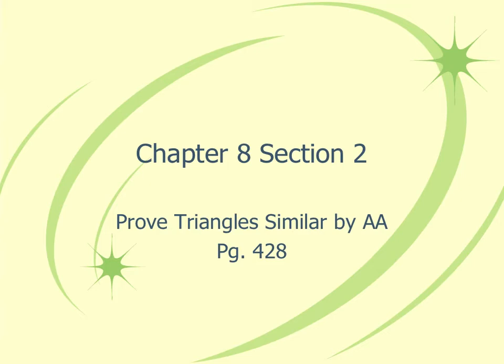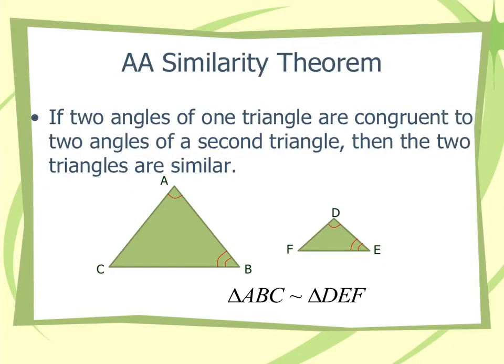So let's see what the angle similarity theorem is. And this states that if two angles of one triangle are congruent to two angles of a second triangle, then the two triangles are similar. Notice when we did the shortcuts for triangle congruencies, we needed to find three pieces. This one, we're only required to find two angle pairs that are congruent.